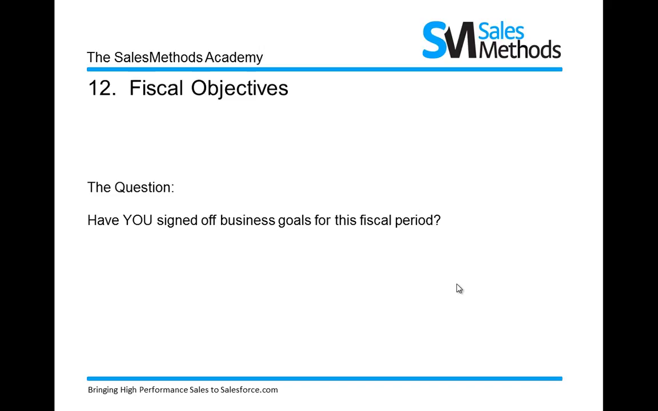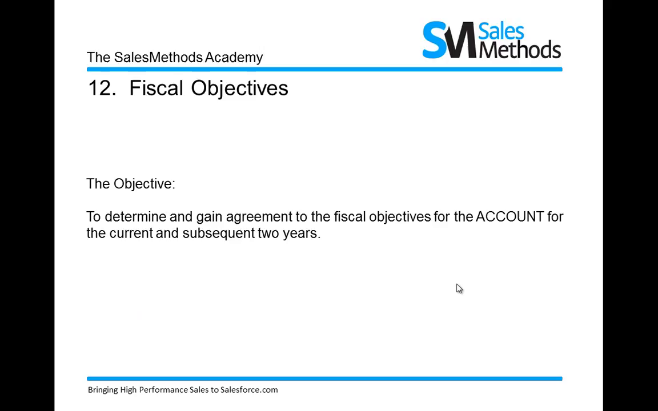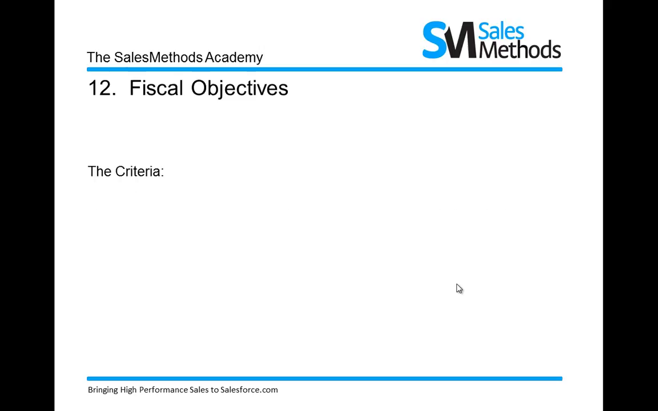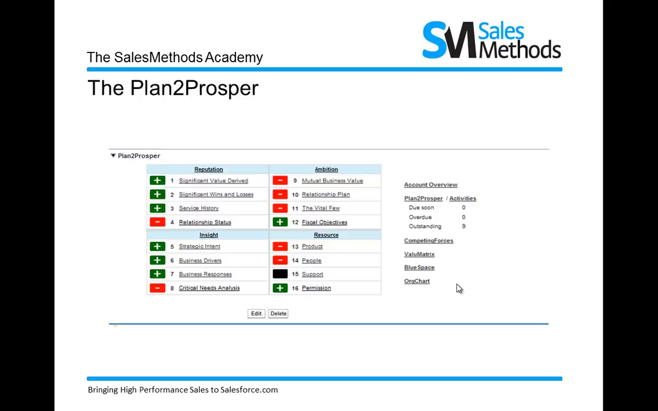The question: have you signed off business goals for this fiscal period? The objective: to determine and gain agreement to the fiscal objectives for the account for the current and subsequent 2 years. And the criteria: 1, that you have determined the fiscal objectives, and 2, that these have been agreed by your appropriate management. You can now take a look at the way in which we have dealt with our set of 4 questions on ambition in the next chapter of our fictitious key account, as we populate the Sales Methods Plan to Prosper software.